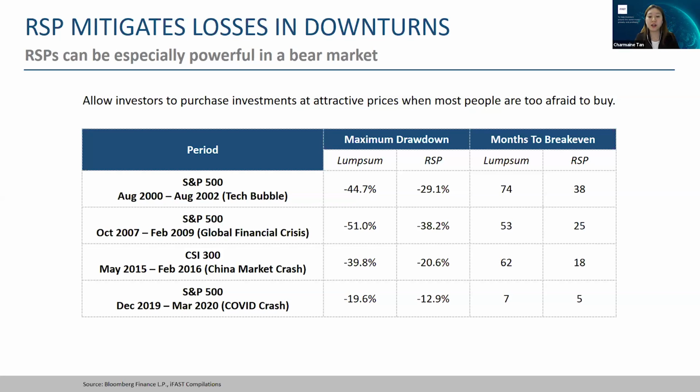Whereas for investors who did RSP, the amount of time it took to break even was much faster. During the tech bubble, it took them only 38 months; Great Financial Crisis, 25 months; China market crash, 18 months; and the COVID crash, just 5 months. I think it's pretty clear to say that RSP is very powerful in a bear market. It allows investors to purchase investments at attractive prices when most people are too afraid to buy.